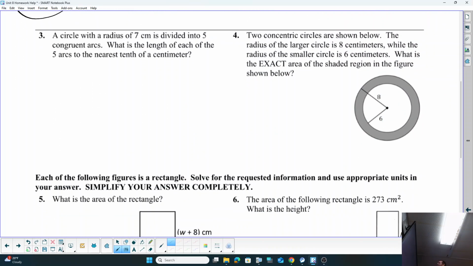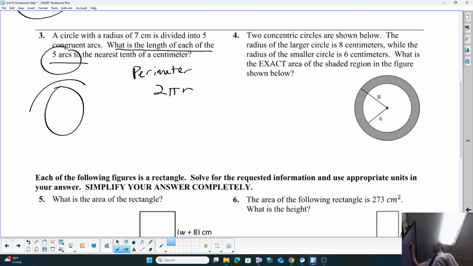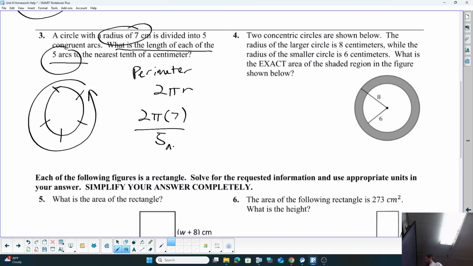The circle with radius 7 is divided into 5 congruent arcs. So we learned something in our notes, in our book there, that the perimeter is going to be equal to 2 pi r. And they want you to divide, what is the length of each of those 5 arcs? So you have a circle, and your circumference goes all the way around, but they want to divide it into 1, 2, 3, 4, 5. You have 5 arcs. So we take 2 pi r, which our radius is 7. So we take 2 pi times 7, and we divide it by 5 arcs.